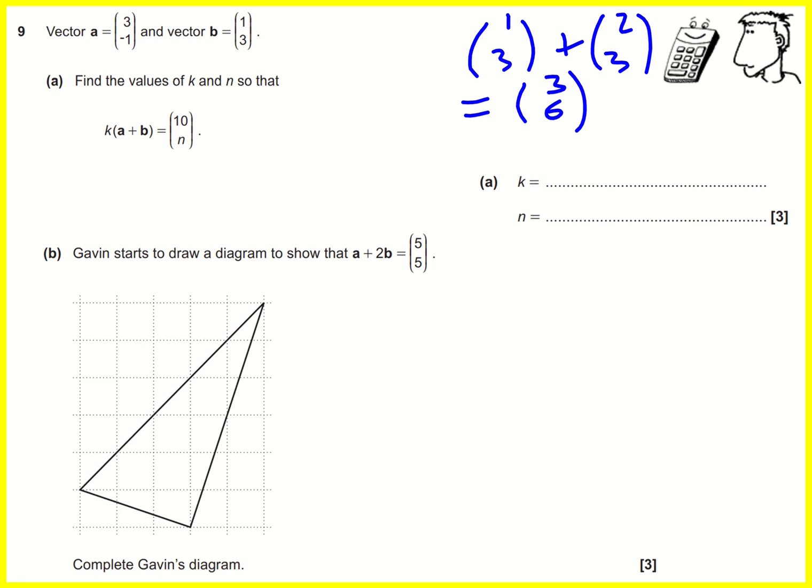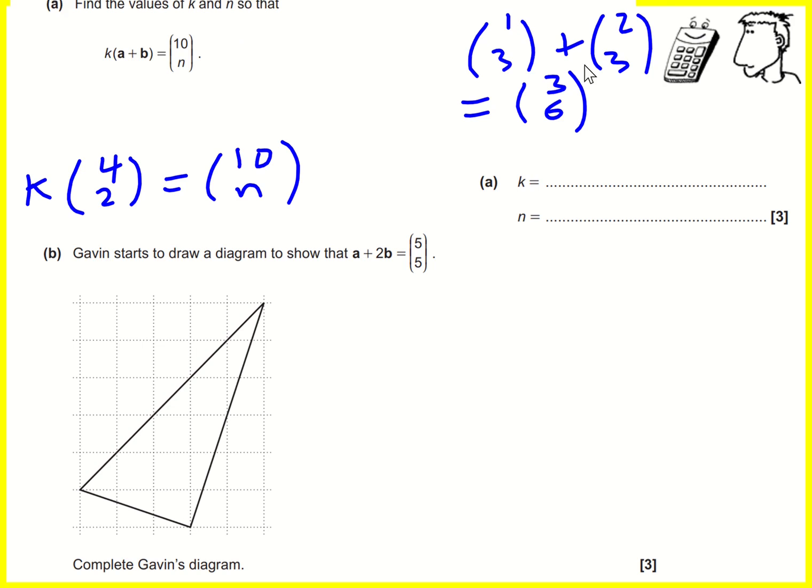So if I want to work out what A plus B is, then I can do 3 plus 1 to give me 4, and minus 1 plus 3 to give me 2. And then that is equal to 10n. Okay, I've got a bit more to do. Right, the next thing to do, I'm just going to get rid of this.